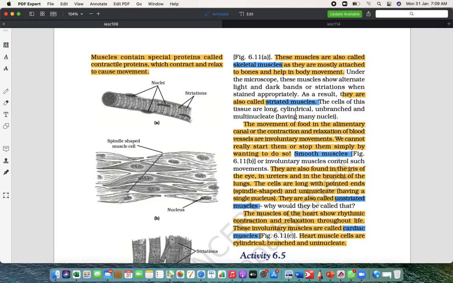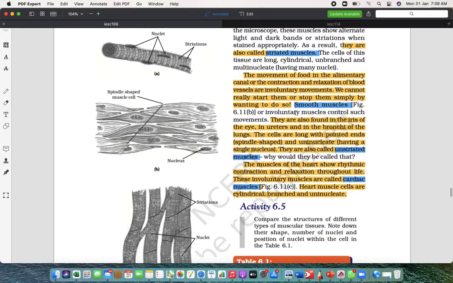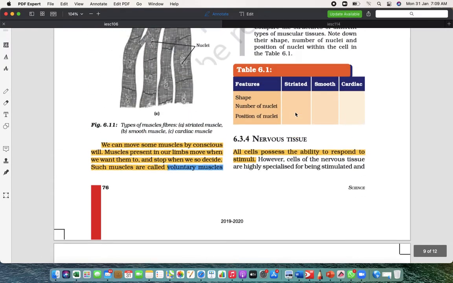Involuntary movements, smooth muscles are there. Unstriated, they are found in the iris of the eyes. Eyes can focus on an object, and for that, they require muscles. And the last is the cardiac muscle, which is in the heart, right? Contraction and relaxation happen. Now the last is nervous tissue.